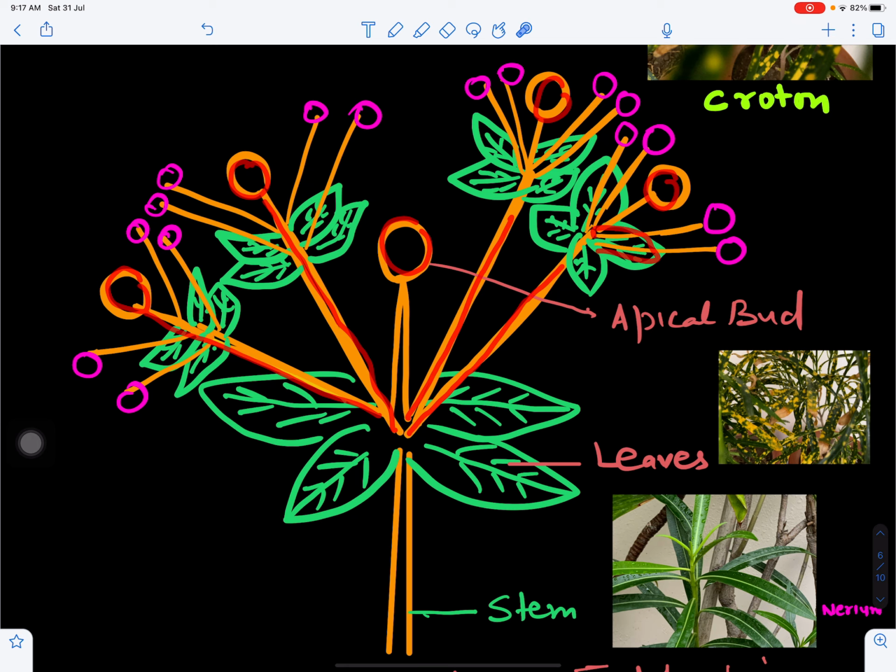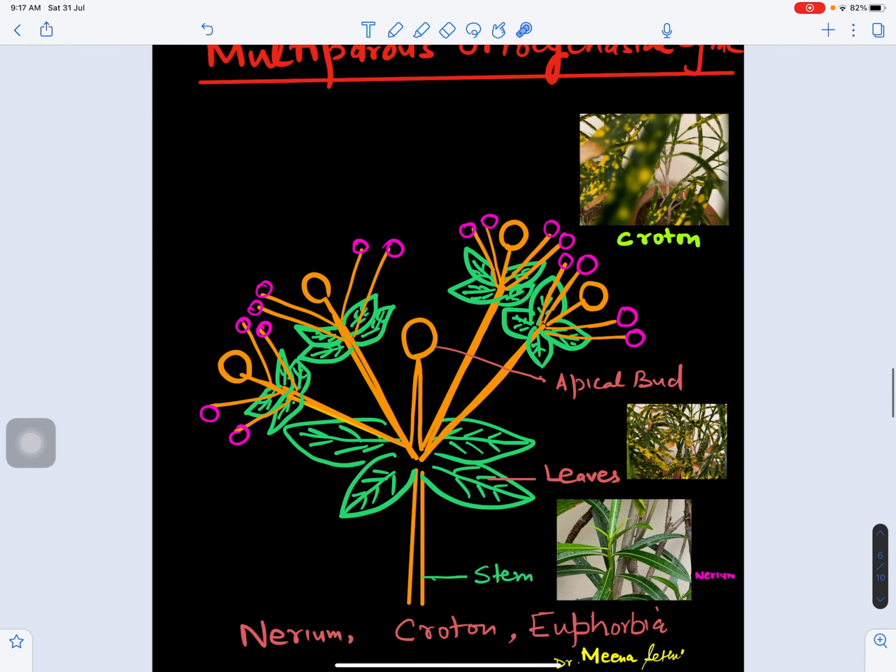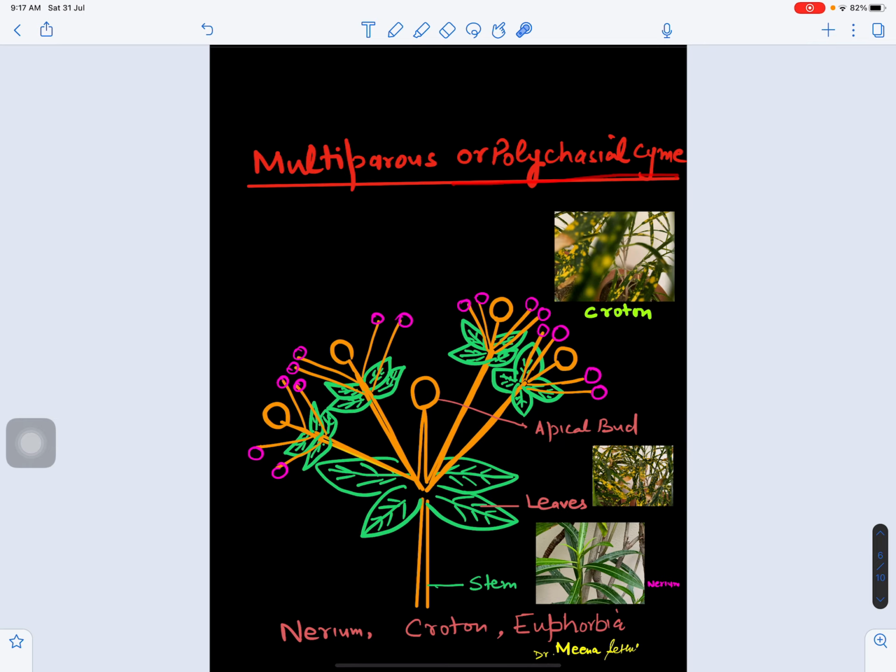Again 4 leaves, and we are getting 4 branches. Again they are stopping their growth. So this is called as multiparous or polychasial cymose branching pattern.